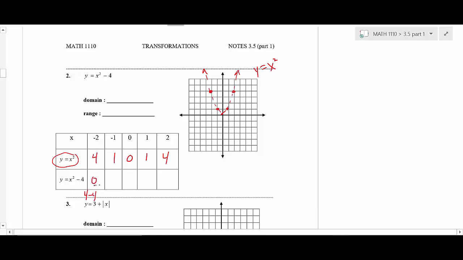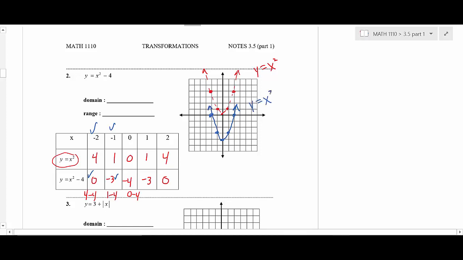And then 1 minus 4 is negative 3. 0 minus 4 is negative 4, and so forth. That would be negative 3, and then 4 minus 4 is 0. So that's the y part of why this thing gets moved down 4. It's better to know that than just that it goes down 4. So if you plot your points, negative 2, 0 would be a point. Negative 1, negative 3 would be a point. 0, negative 4 would be a point, and so forth. If you get those on here, that final transformed graph just looks like that.